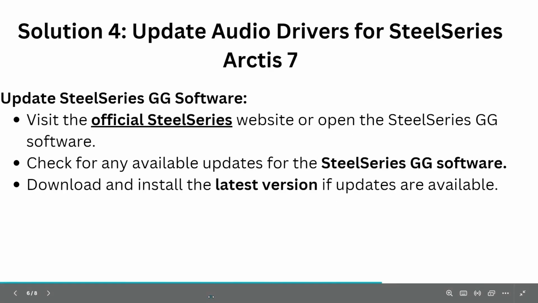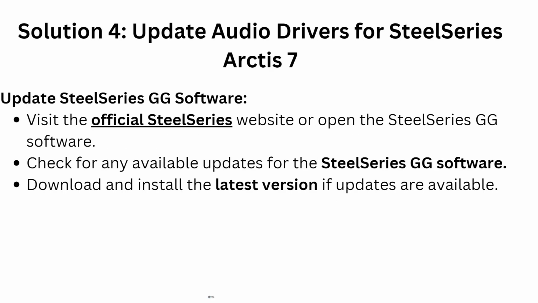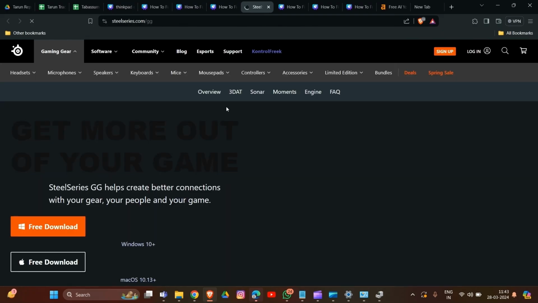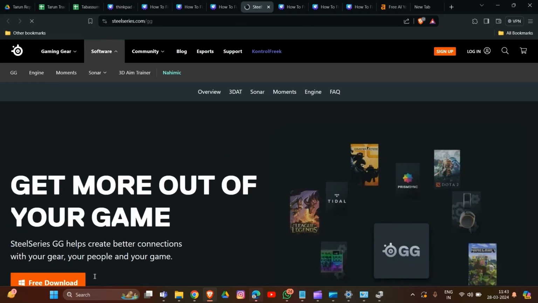And now we are going to solution 5. You have to update SteelSeries GG software from the official website. This link we will provide you in our description box. So there is the option called free download. Now you have to click on this. That's how you can download SteelSeries GG with the latest version.